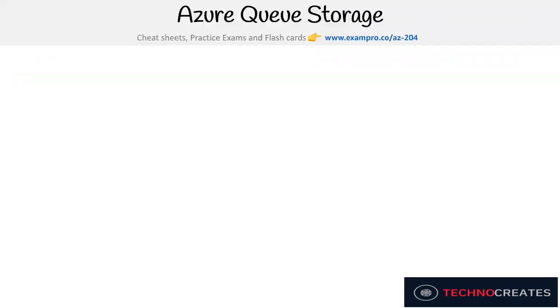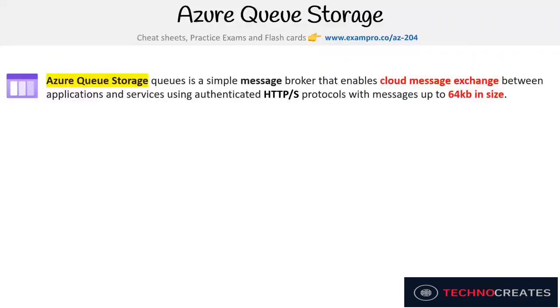Hey, this is Andrew Brown from Exam Pro, and we are taking a look at Azure Queue Storage, which is a simple message queue that allows you to exchange cloud messages. It's used for application integration between services, and it allows that via an authenticated HTTPS endpoint or protocol, and it can accept messages of 64 kilobytes in size.